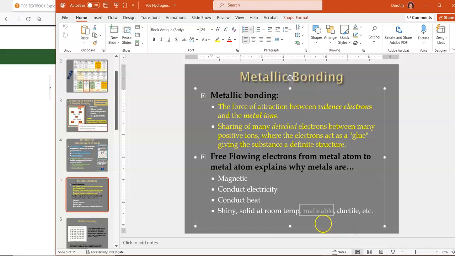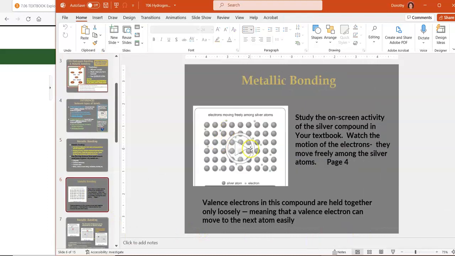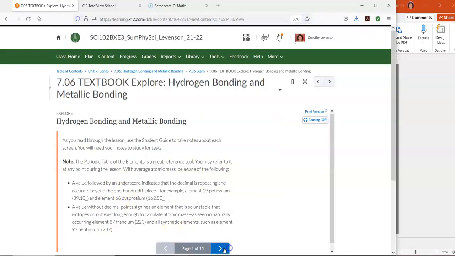It's malleable because those free-flowing electrons cause these metal ions to stick together. The electrons are like the glue between the positive ions, and that's what makes it malleable. You can dent it instead of break it, and that's what makes it ductile. That means you can pull it out into a wire. As you pull these metal atoms apart, instead of pulling completely apart, the metal ions flow, and they line up and get pulled into a long straight line. That's wire. All right. And this little video in the lesson is on page 4.